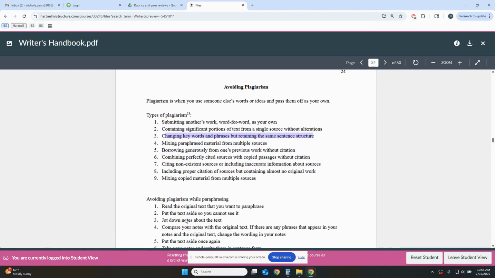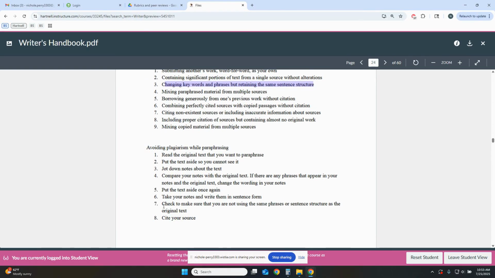So the best way to do that is to follow these different steps. Read it, then put it aside. The reason I say that you should put it aside is because when you have it next to you, the inclination, and it's natural, is to be like, what did that say? Oh, yeah. And then you just copy it over without even thinking about it. So if you put it away so you cannot see it, you're going just from memory.